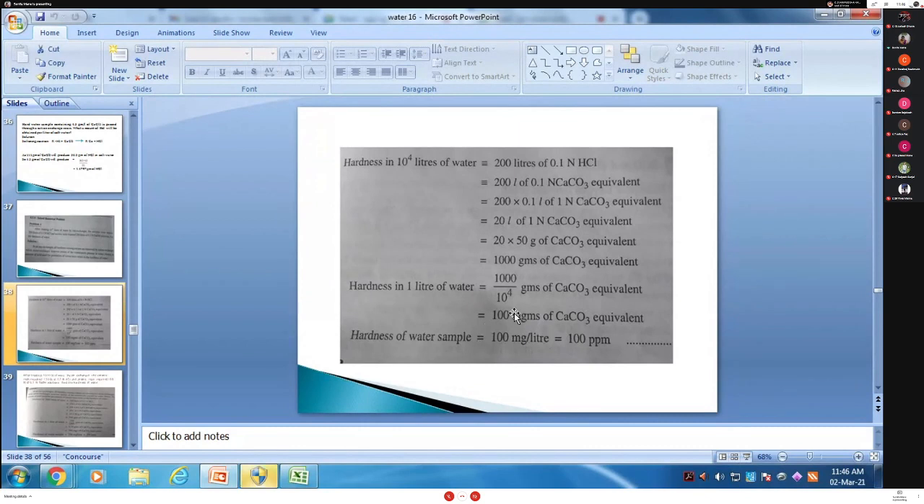So what is left? 100 milligrams of CaCO3 equivalents. So the hardness of the water sample is 100 milligrams per liter, that is equal to 100 ppm.